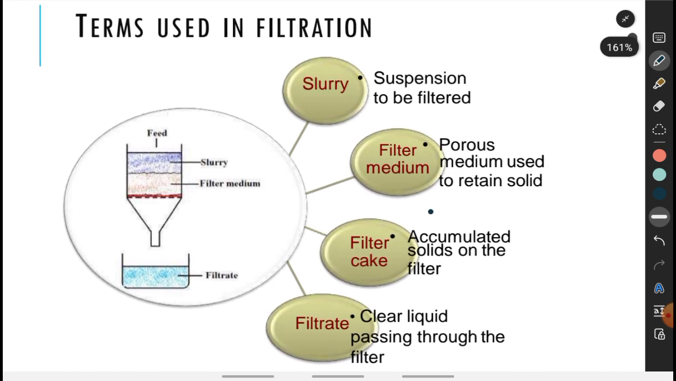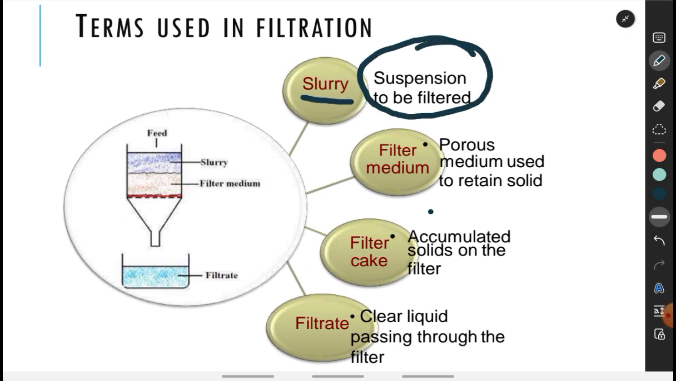Next, the terms that are used in filtration. So we all know about the slurry, that is the suspension to be filtered. Whatever suspension is there, you can say slurry. Or sometimes when you make a TLC, you make the slurry of the silica gel, then place it on the slide. Then further you do the experiment. So slurry is the suspension to be filtered.